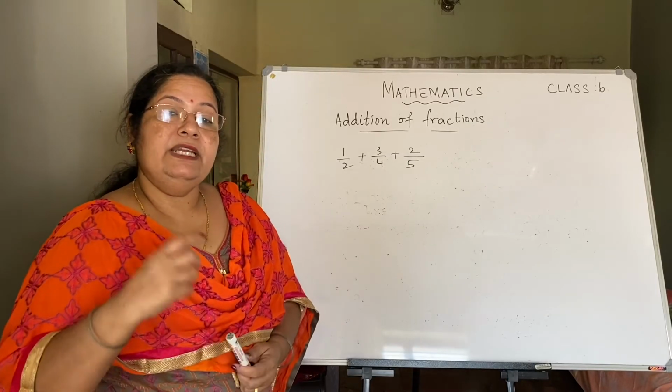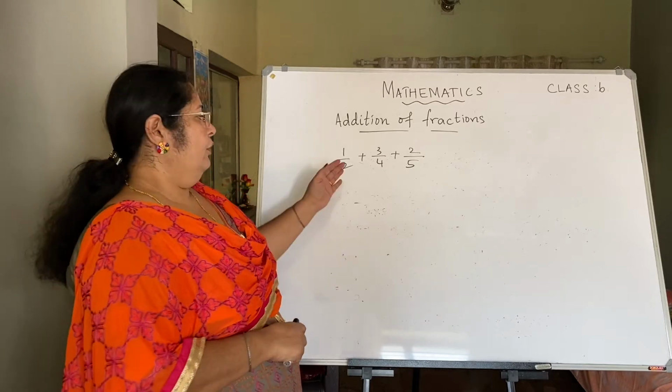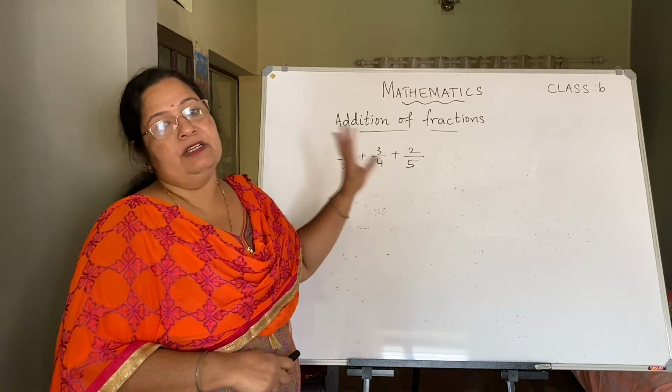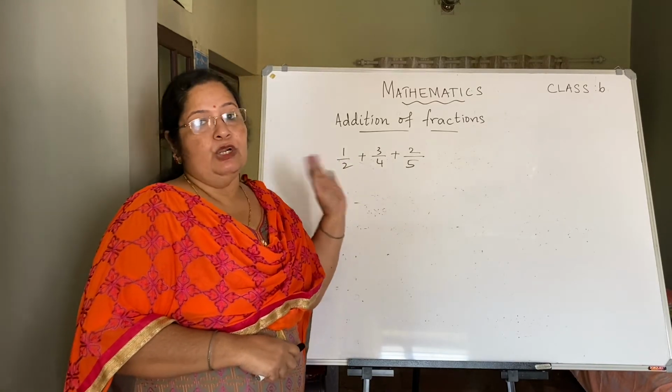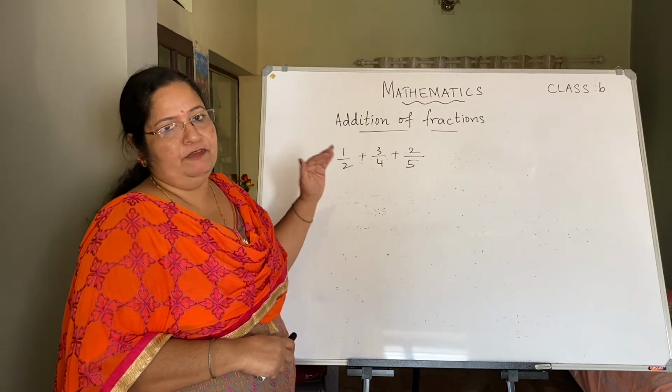Suppose you have three fractions to be added. Now how to do that? We are not going to add first two fractions and then add it with the third fraction. In one single step we can do the addition. That also if you do it is correct only, but why go for that? We go for a different method.